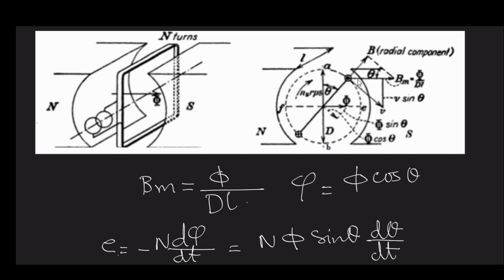this component, that is your phi cos theta, right? Phi cos theta is the component that is responsible for the production of flux, that is the only useful amount of flux. If you have doubt which is your phi cos theta, I can show you that again. Let me draw it here. Like this is our phi, and this angle is theta.